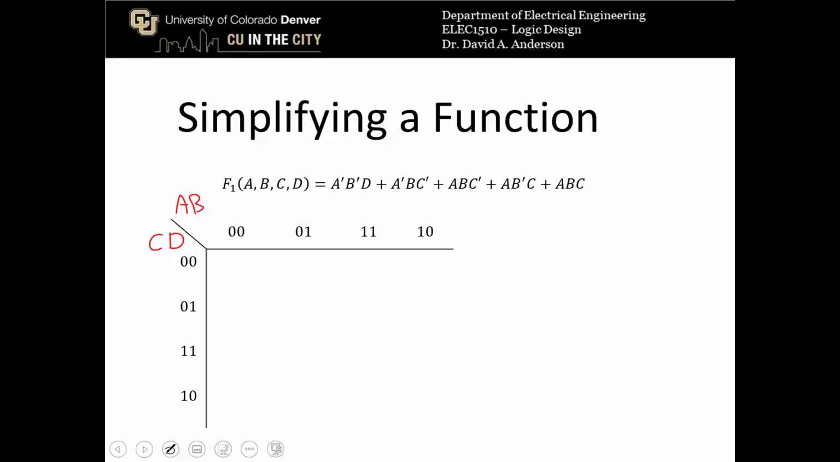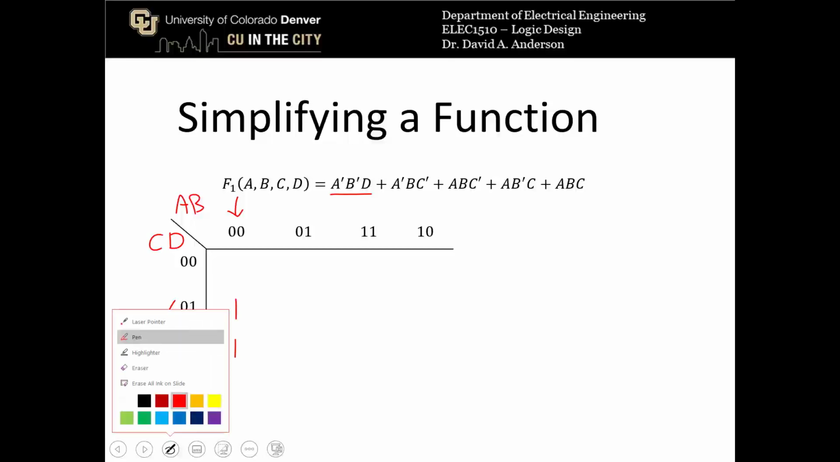So our first term here, a prime, b prime, d, we need to look for a bubble where a prime and b prime are both 0, so that would be here. And d is always 1, but c changes, so it's not represented. And that's going to be right here. So we can put 1s right there to represent this term.